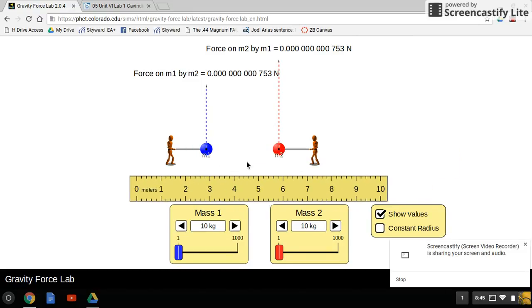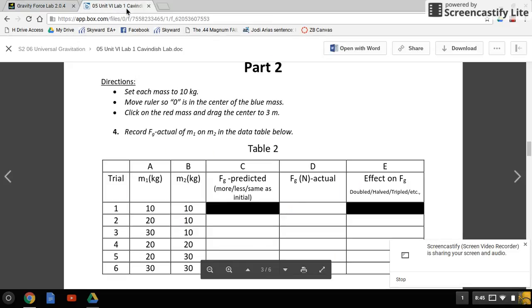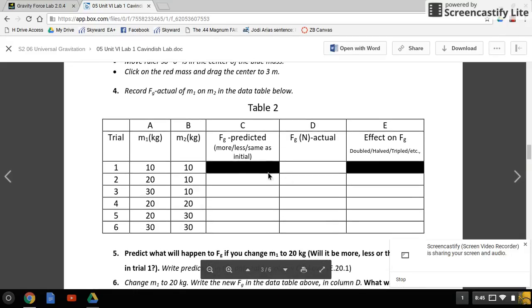So I'll move the ruler out of the way. And now I've got this number, 753. So I'm going to move the decimal place over 3, 6, 9, 10. So when I get to here, I should have 7.53 times 10 to the minus 10. So record that, or whatever yours is saying. The next thing you're going to do now is you're going to make predictions, record the value, and then see what the result is. Okay?